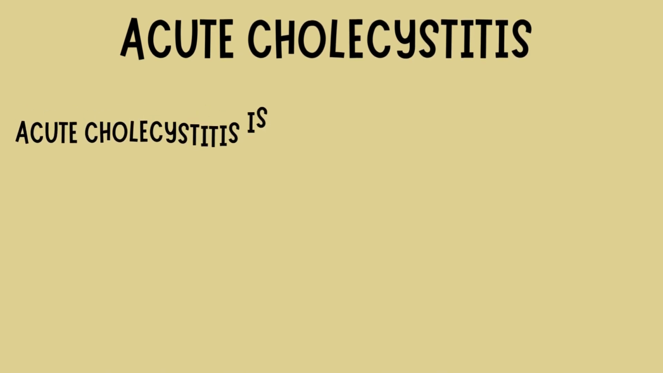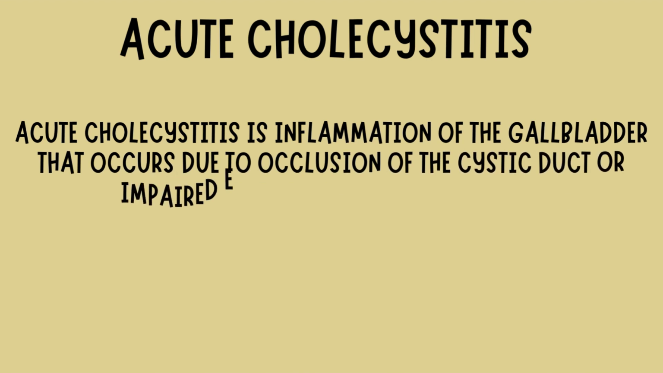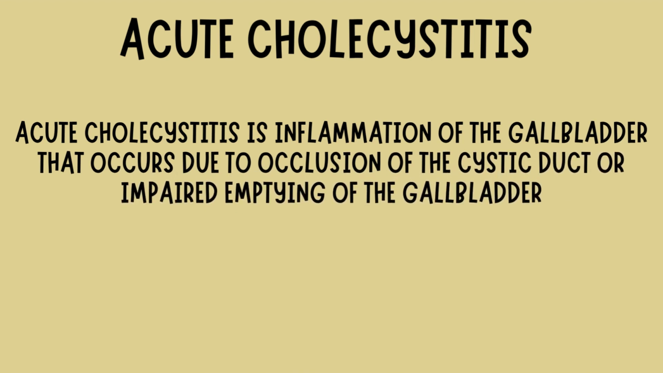What is acute cholecystitis? Acute cholecystitis is simply the inflammation of the gallbladder that occurs due to the occlusion of the cystic duct or impaired emptying of the gallbladder.